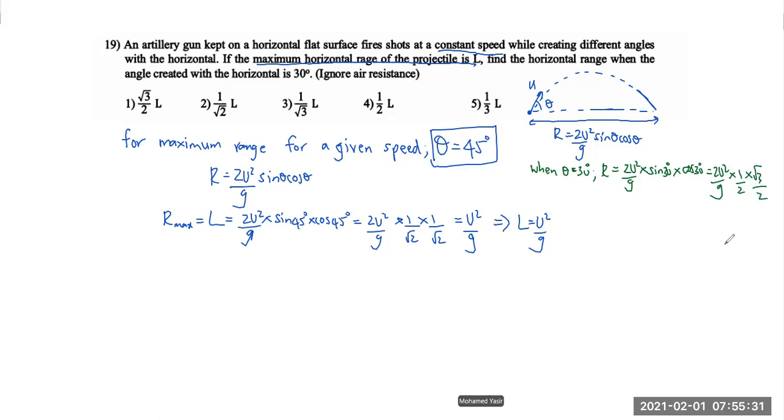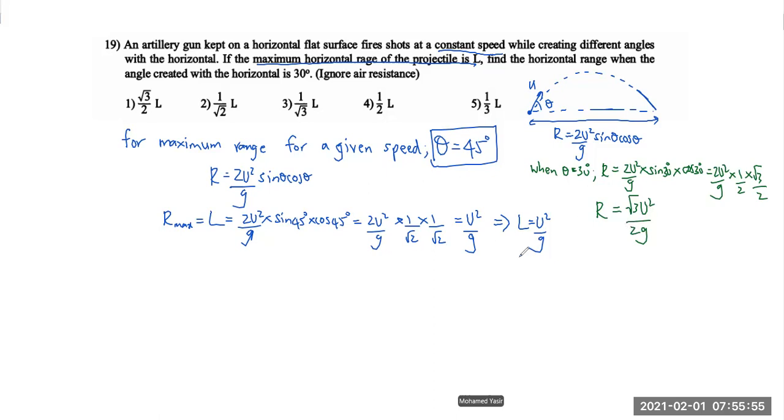Correct? Root 3 by 2. Then if you simplify that, r is equal to, I'm taking r, not r max, r at 30 degrees angle. This 2 and 2 can be cancelled out. Therefore, it's going to be root 3 u squared over 2g. That is the equation I'm getting for range, horizontal range, when the angle is 30.